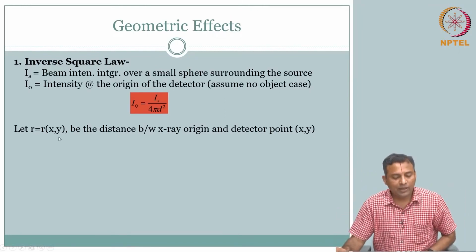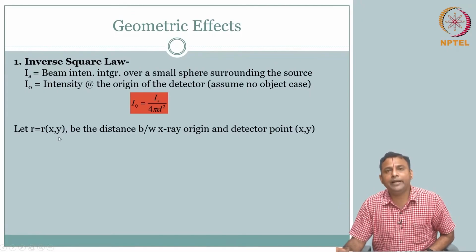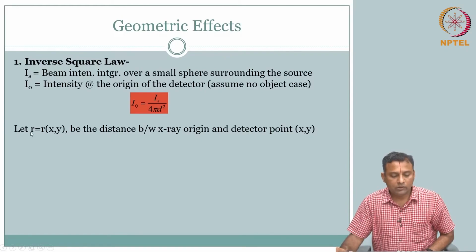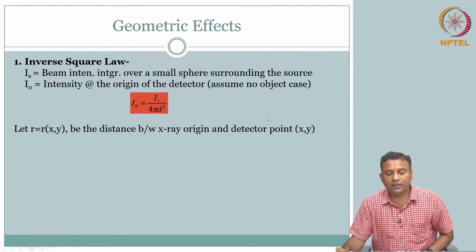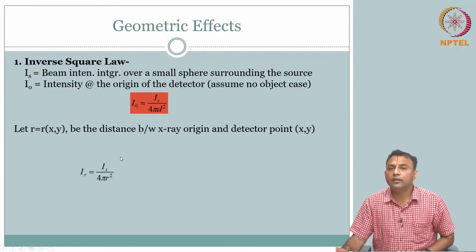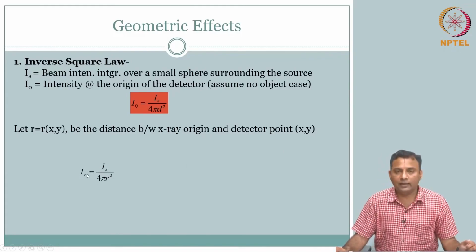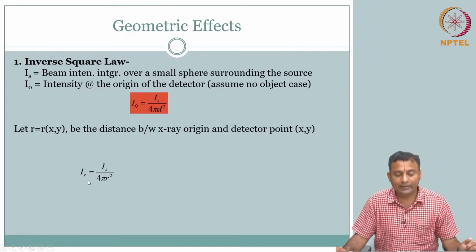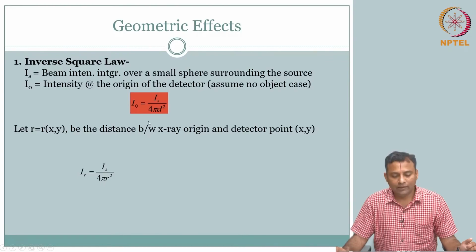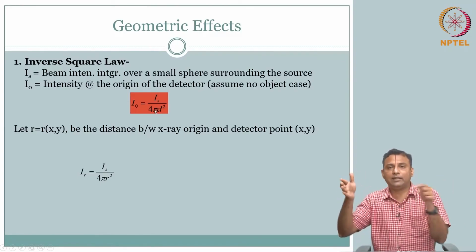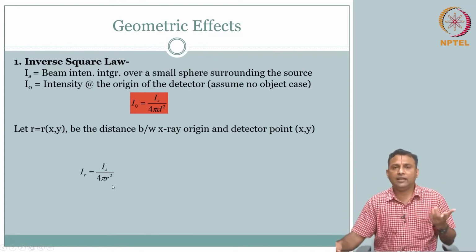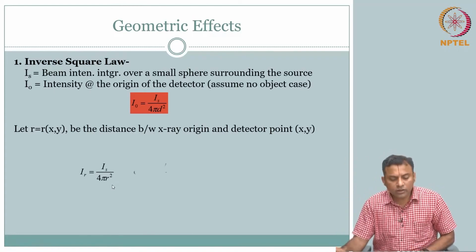So let R be R of x comma y, a point in the plane of the detector. Let that be the distance between the X-ray origin and the detector point x comma y. You can clearly write IR, the intensity at R, as IS by 4 pi R square. When it is the perpendicular distance to the center, it was defined as D, and therefore it is D square. If it is R, it is R square. So this you can actually calculate.